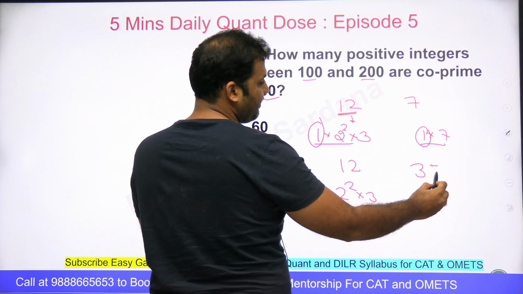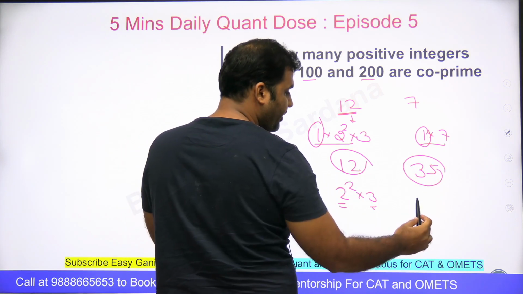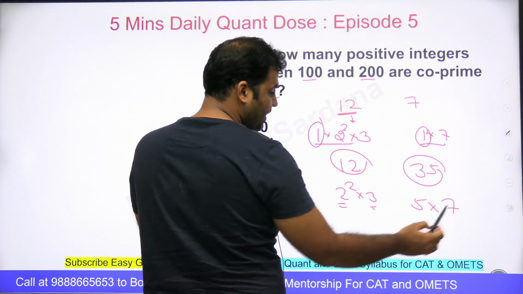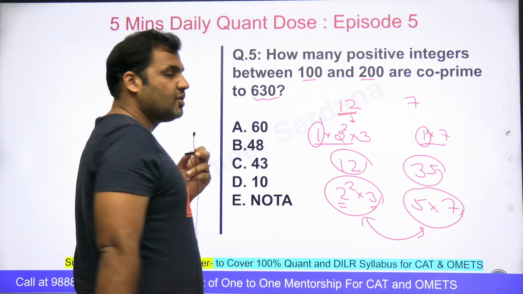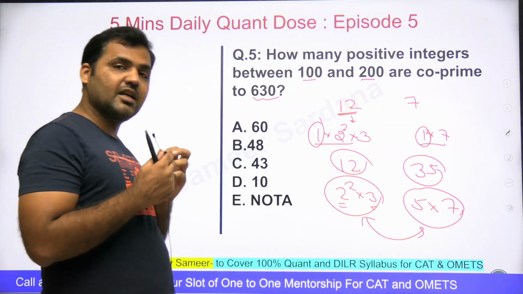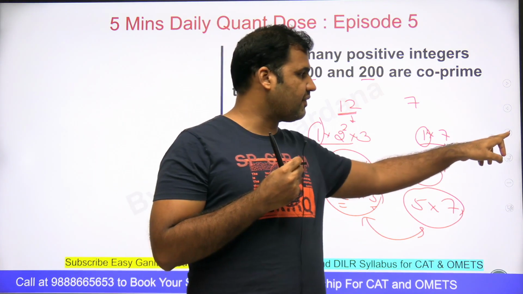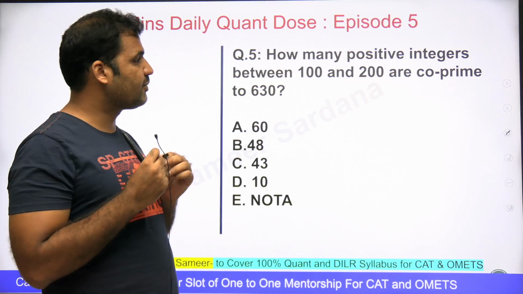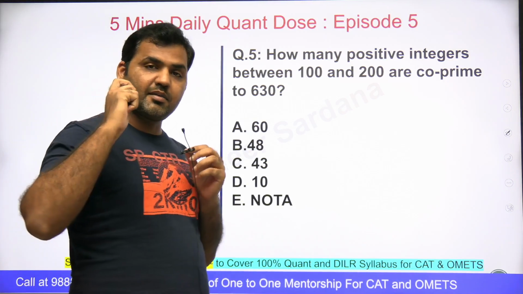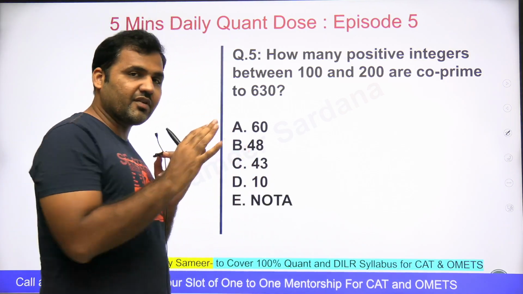So are 12 and 35 co-prime? Yes, they are co-prime. 35 is made of 5 and 7. Do you see any common factor among these two numbers? No, there's no common factor except one. So 12 and 35. That's all for this question. You should know the definition of co-prime properly and also understand its meaning, not just the definition.